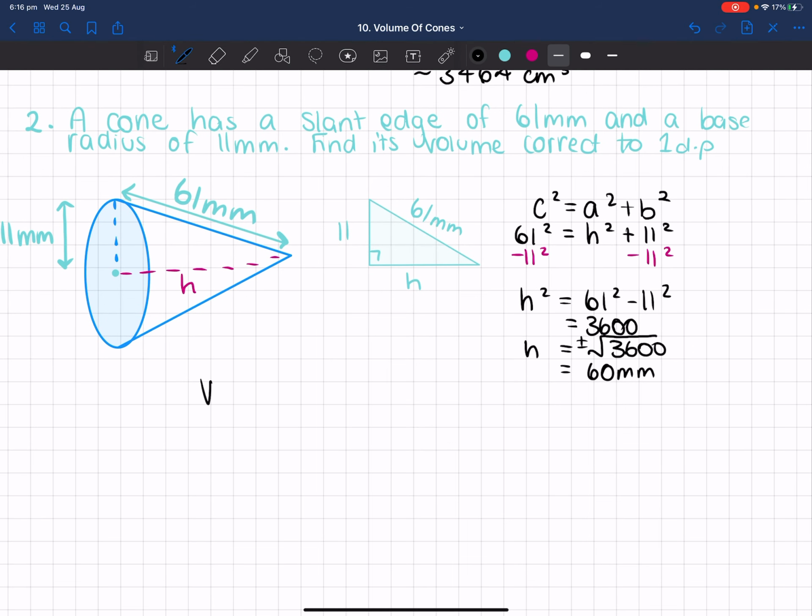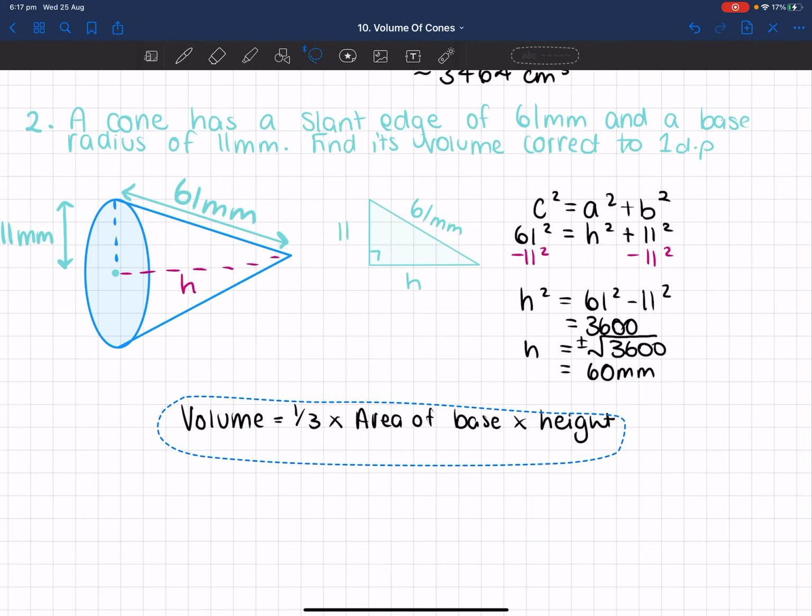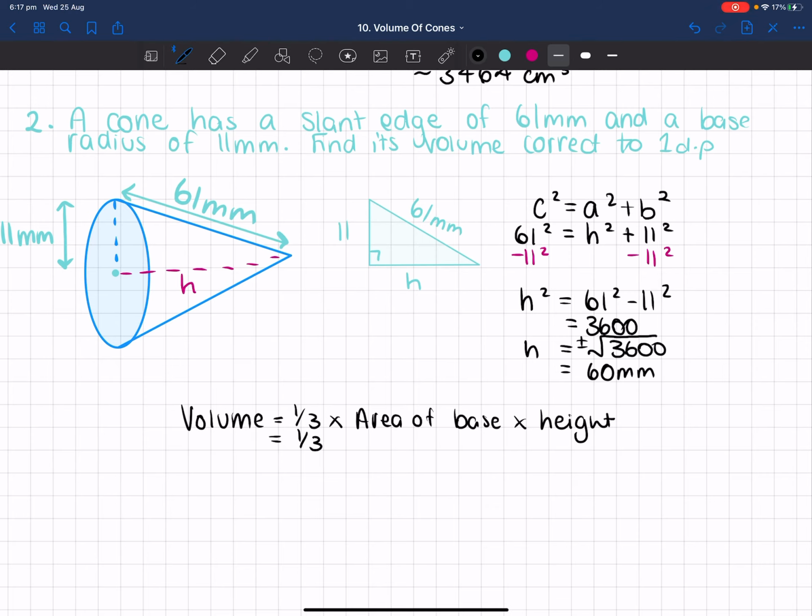So our volume, remember, is a third times the area of the base times the height. So we've got 1/3 times, remember it's pi r squared, where r is our radius, and it already tells us the radius is 11 millimeters. So pi times 11 squared times the height, which we just found is 60. So times 60.